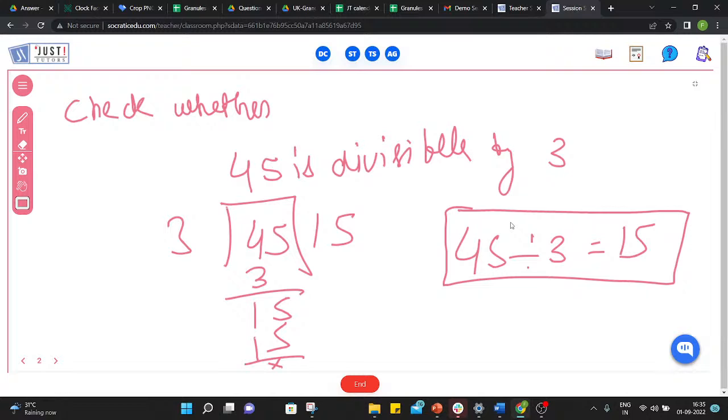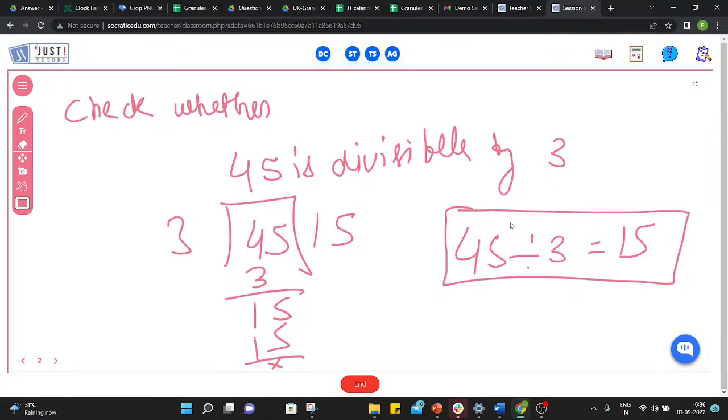9 times 1 is 9, 9 times 2 is 18, 9 times 3 is 27, 9 times 4 is 36, and 9 times 5 is 45. So because 9 times 5 is 45, because we have 45 in the 9 times table, we can safely say that 45 is also divisible by 9.